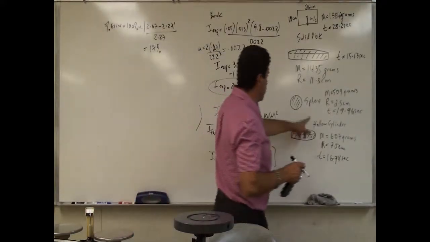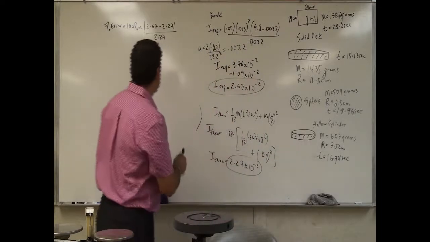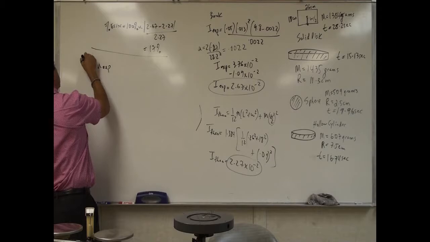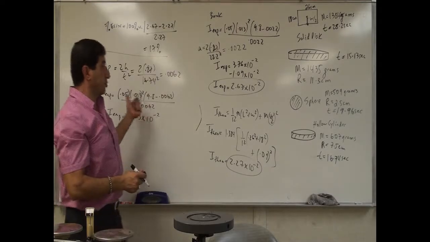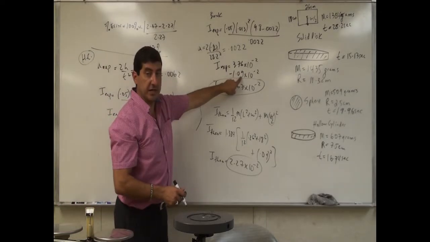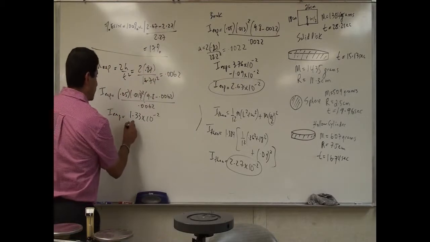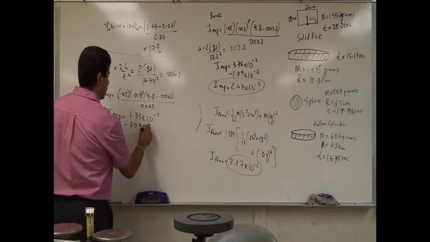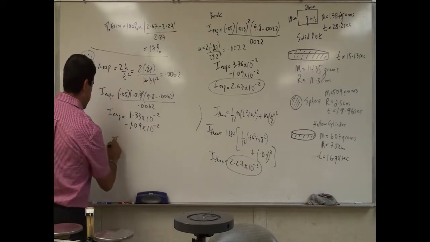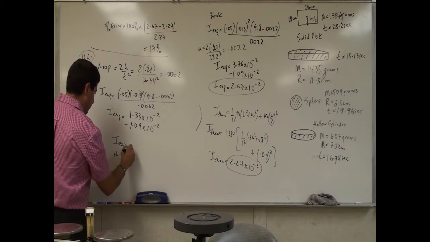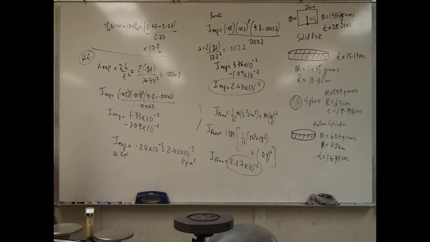Now let's do the sphere and then the hollow cylinder. The hollow cylinder, the experimental hollow cylinder, again, subtract from that the I experimental of just the disk. So minus 1.09 times 10 to the minus 2. I experimental of just the cylinder, the hollow cylinder, so that's 2.4 times 10 to the minus 3.